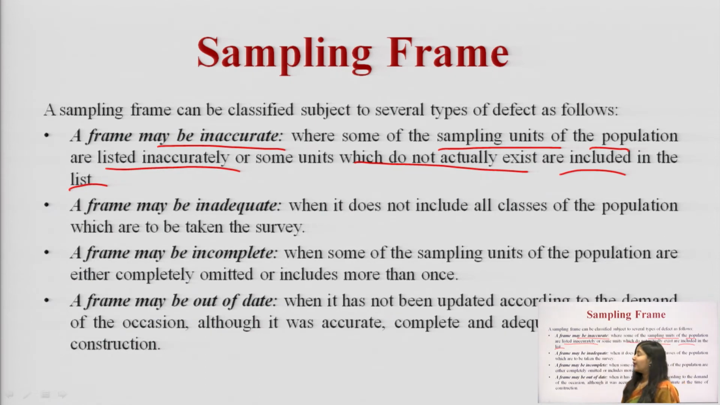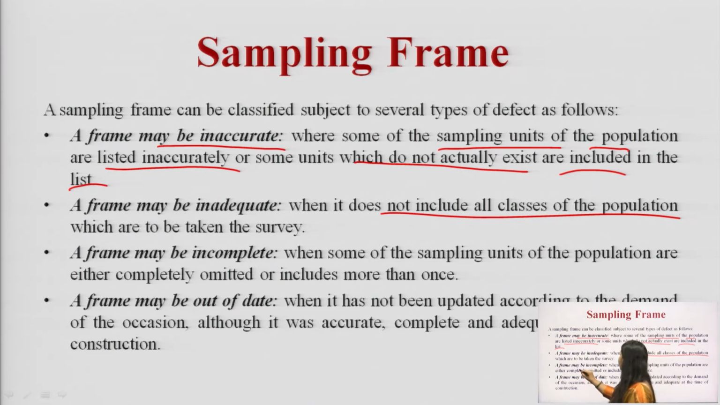Then the frame may be inadequate when it does not include all classes of the population. If you are conducting customer survey research, then you have to select all the segments of the customers. But suppose there are 10 segments of customers and you have taken only 7 or 8 segments in your sampling frame, then it is inadequate because it does not have the characteristics of the whole population.